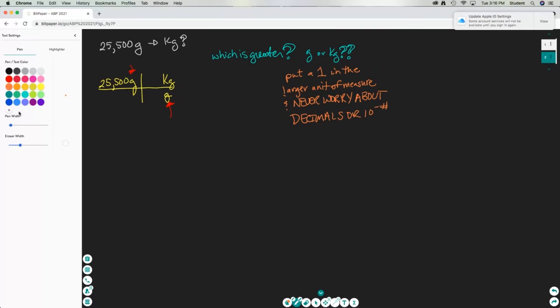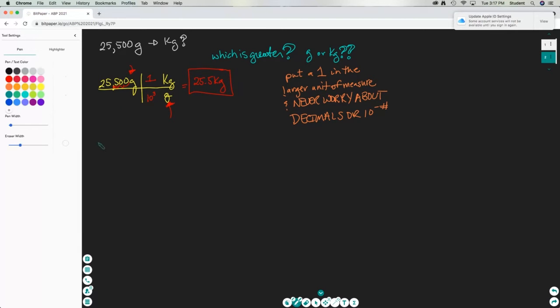Okay, kilograms is bigger. So what I'm going to do is I'm going to put a 1 here. And then I need to know the order of magnitude difference between these two. What's the difference? 10 to what power? 10 to the third. Very good. So now that I know that, I can divide these two, and that should take this decimal 1, 2, 3 places. And now we have a much more reasonable way of looking at it.